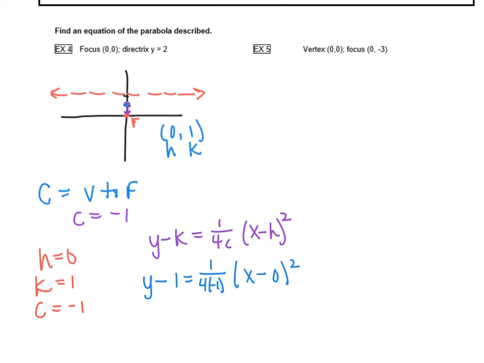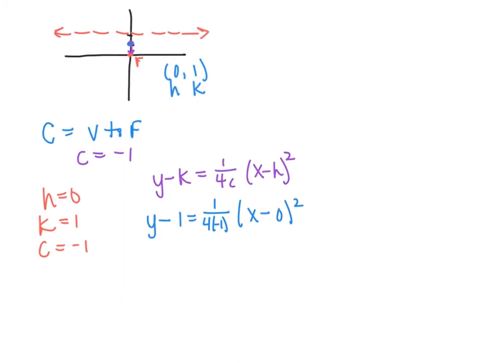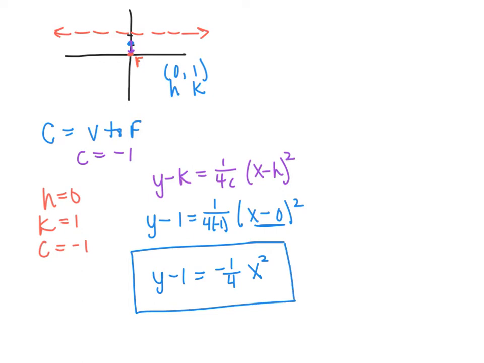And then we just do a little bit of simplifying. This y minus 1 is going to stay. 1 over 4 times -1 is a -4, so it's a 1 over -4, or just a -1/4. And then x minus 0 is just x, and then we're squaring it, so we'll just go ahead and write x squared. And this is our equation of the parabola. We're going to leave it in that form. That's standard form.